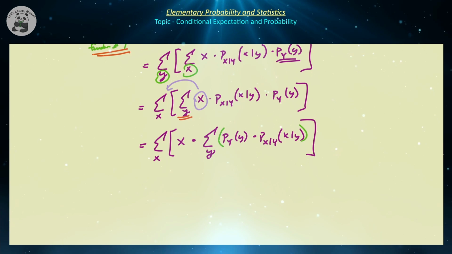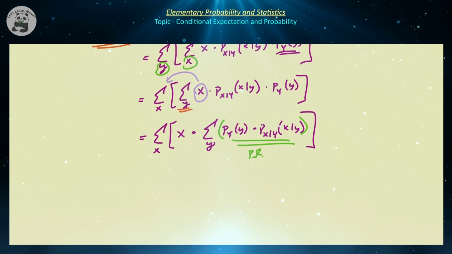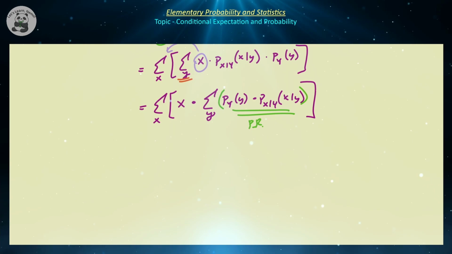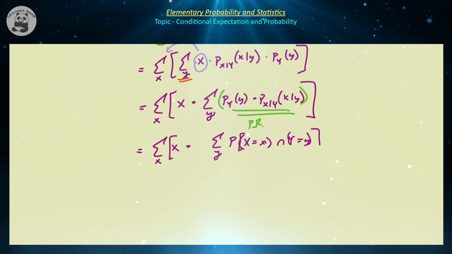Now this term should look very familiar to you. That's just the product rule for probabilities. You know, the probability of A and B is equal to the probability of A times the probability of B, assuming A has already occurred. So we can write this as the sum across all values of x of x times the sum across all values of y of the probability that X is equal to little x and Y is equal to little y.